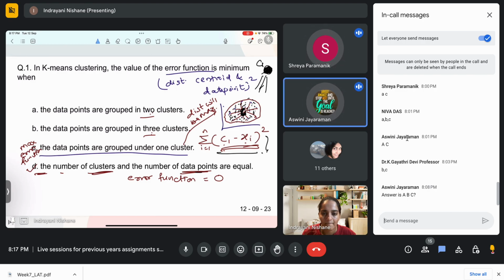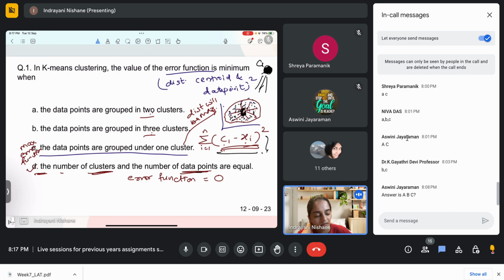Then option D is the right answer, ma'am: we cannot calculate the maximum value for the error function in k-means clustering. How will you calculate it? If you don't know the clusters, how will you calculate? If this is the given information, the data is inadequate. But if the number of clusters is equal to the number of data points, then we know that each data point will be the centroid for that cluster, and the difference between centroid and data point will be 0, and that's why the error function will also be close to 0. Okay, ma'am.